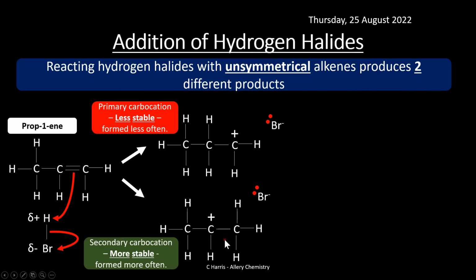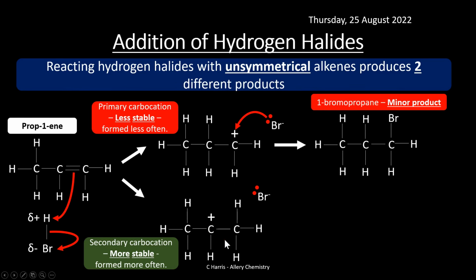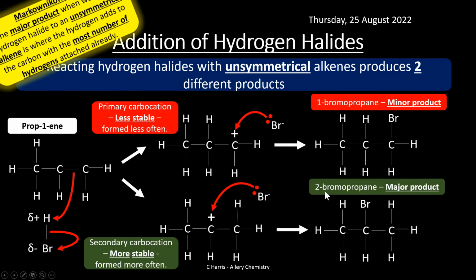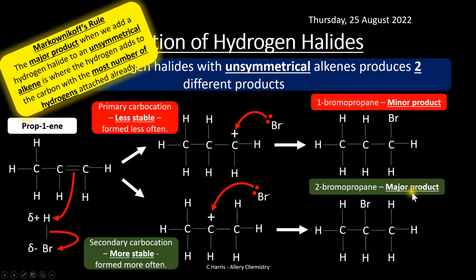Because it's more stable. So let's work out the reactions. Obviously the electrons from here jump on there and it forms 1-bromopropane, or the second reaction forms 2-bromopropane. Now this is a major product. You're going to get more of this being produced than you are of this one. And this leads into a rule called Markovnikov's rule.